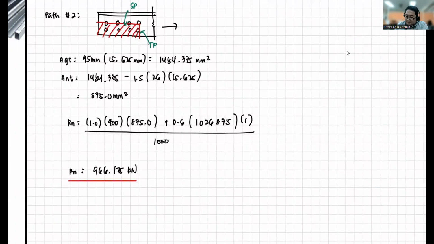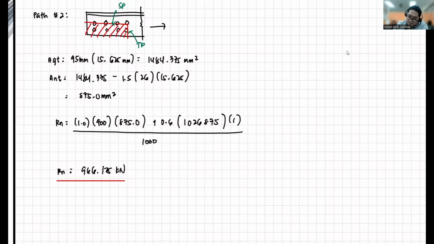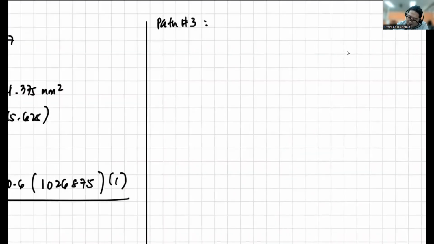Okay, next. So we have path 3 natin. Okay, sige, tuloy natin. Ito, path 3. Number 3. So, kay path number 3, we have an angle.